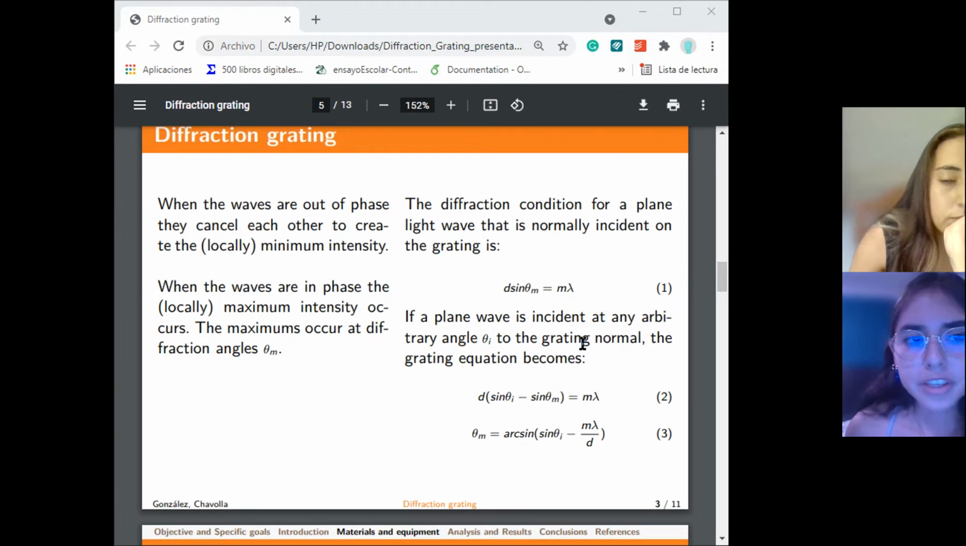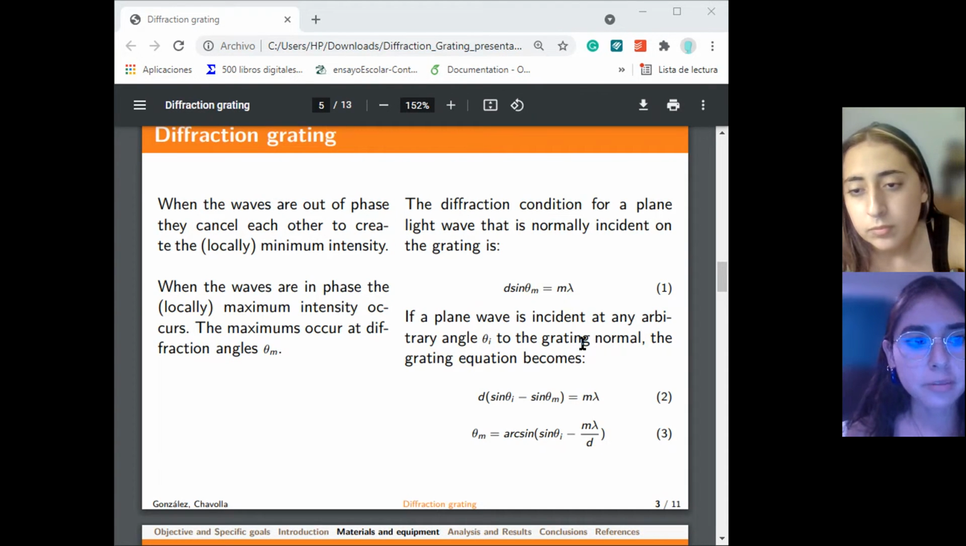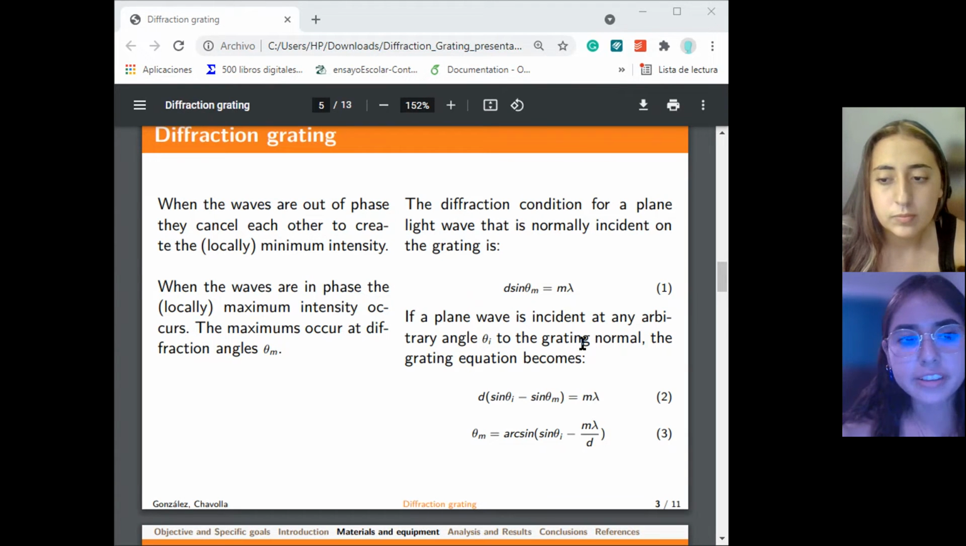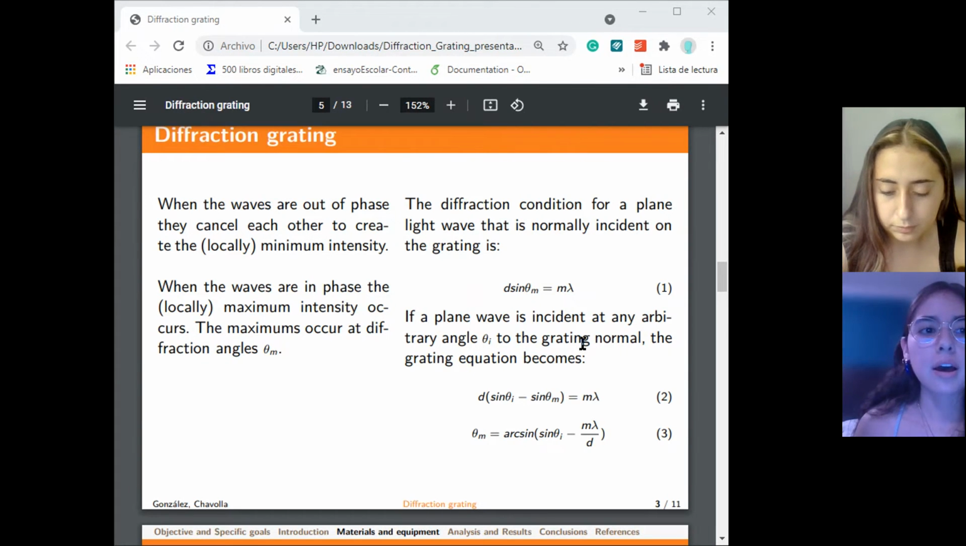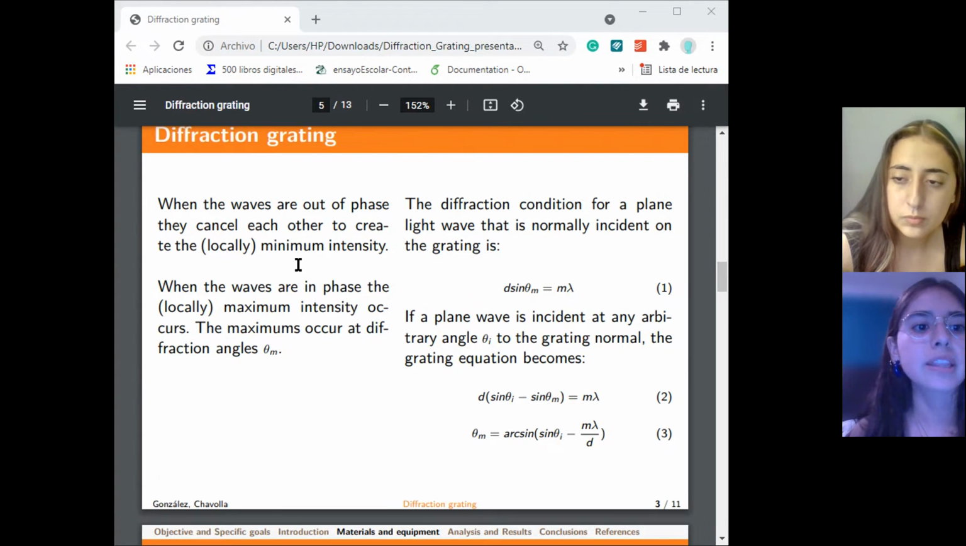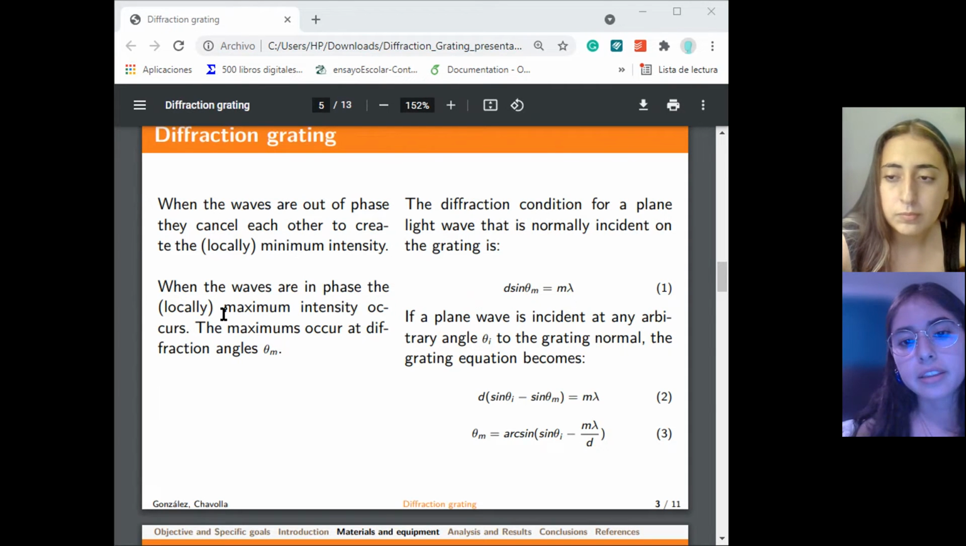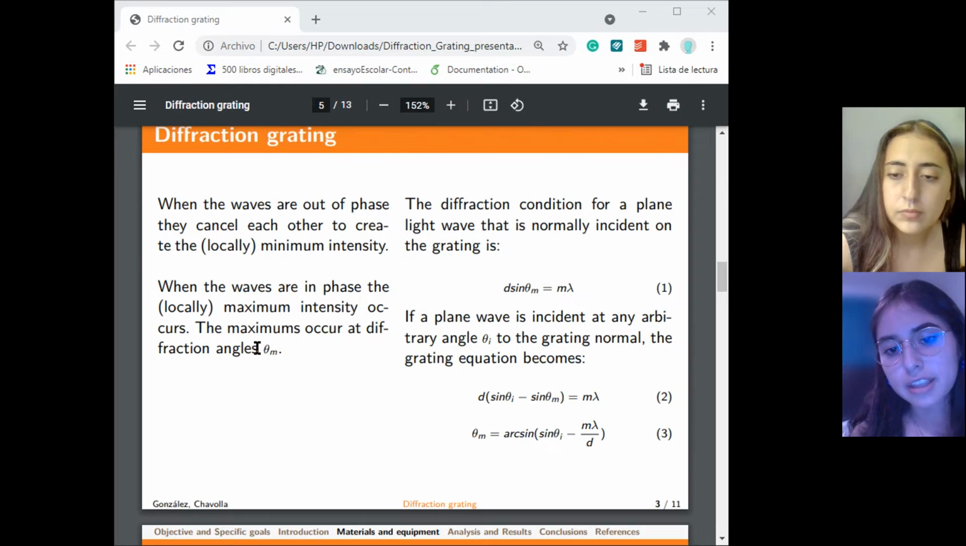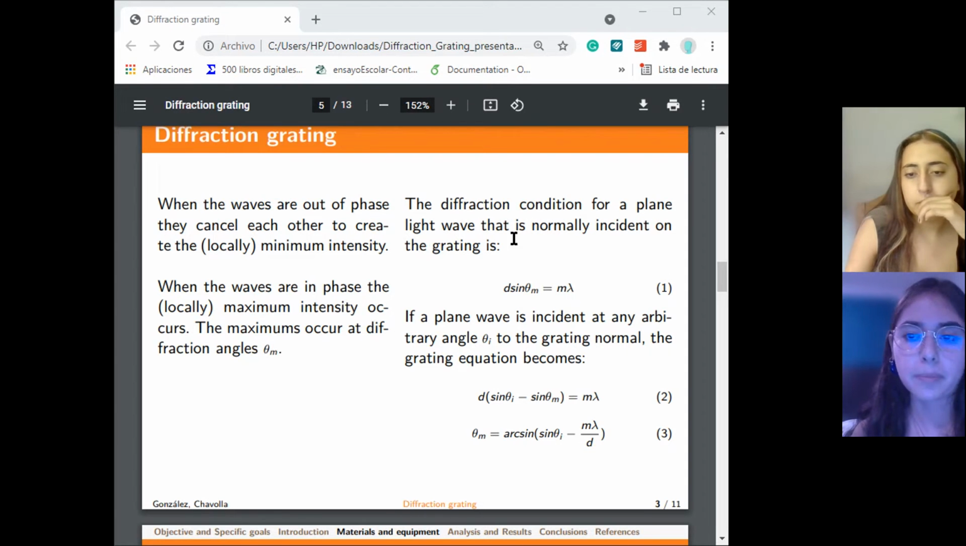Now, when the path difference between the light from the slits to the observation point is equal to an odd integer multiple of half of the wavelength used, the waves are out of phase and therefore they cancel each other, creating the minimums of intensity. While on the other hand, when the path difference is a multiple of the wavelength lambda, the waves are in phase and then we find the maximums of intensity, which occur at different diffraction angles, theta m, where m is the order of the maximum.